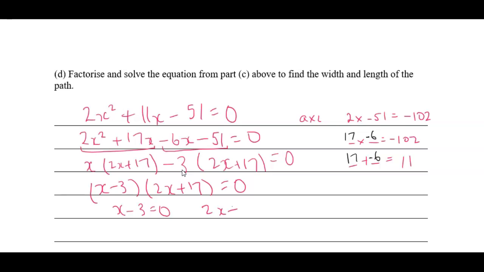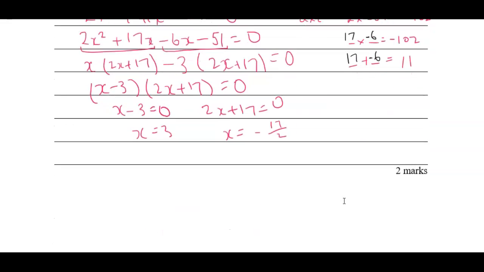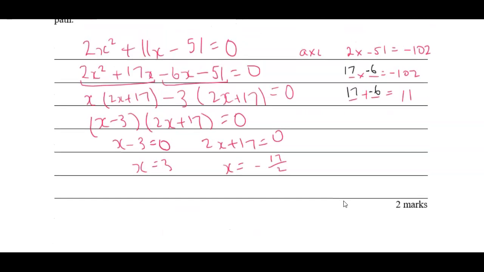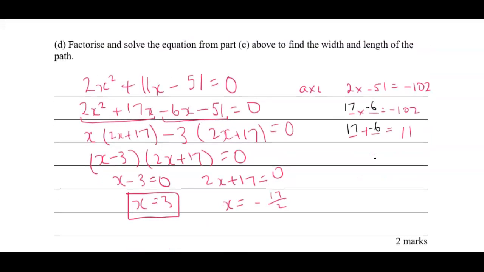So we're just going to separate our two brackets. So we're going to have x equals 3 and x equals negative 17 over 2. Now, we can't have a negative length, so we can only have one solution, which is x equals 3. Now, let's just go back and answer the question.